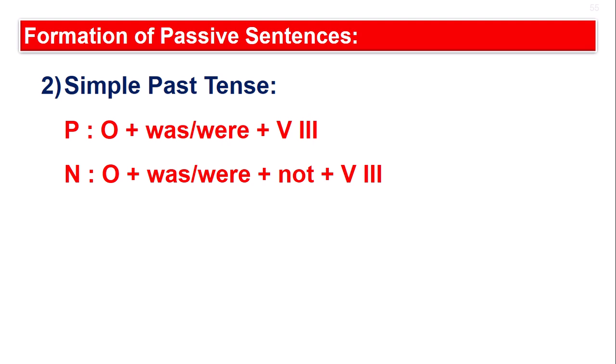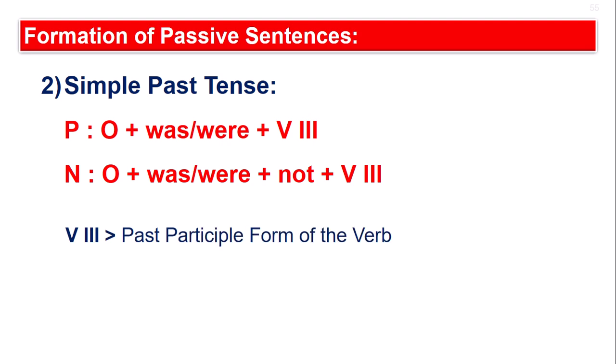So let's begin with the positive and negative formula in today's lecture. The positive formula of simple past tense in passive formation is object plus was/were plus verb 3, and negative is object plus was/were plus not plus verb 3. Verb 3 here stands for the past participle form of the verb, so that is going to be used in all the passive sentences.